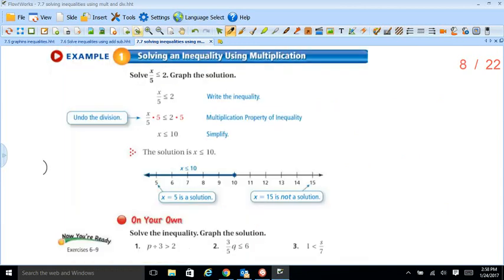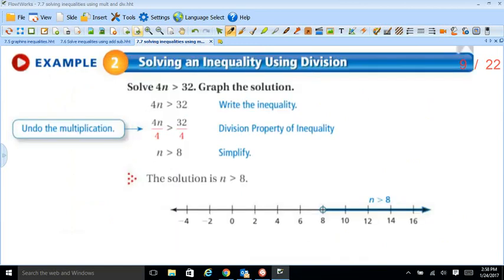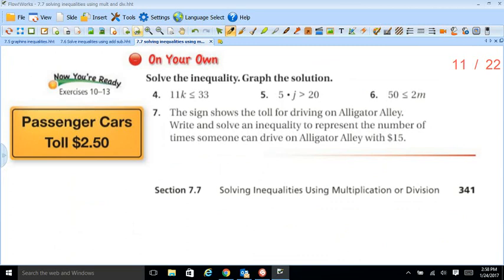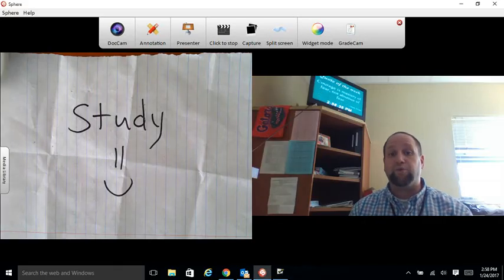This is exactly how you solve it with addition, subtraction, multiplication, or division. What I would like for you to do before you come into class tomorrow is to look at these 3 problems, 4, 5, and 6, have those done on a sheet of paper, and bring these with you tomorrow to class. Be ready to share, be ready to go. Come in with any questions you might have. I'll see you then.